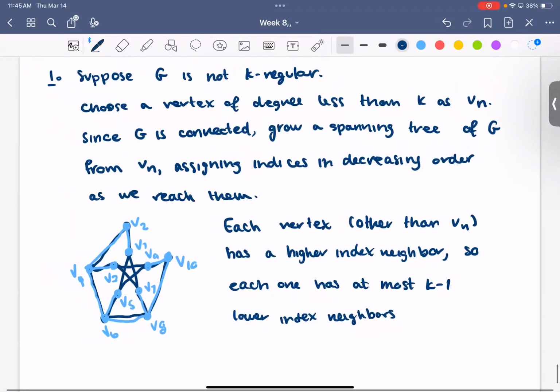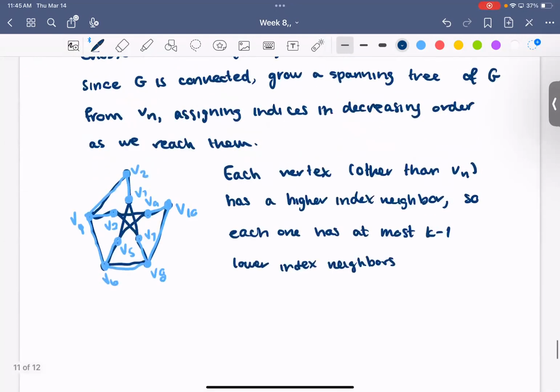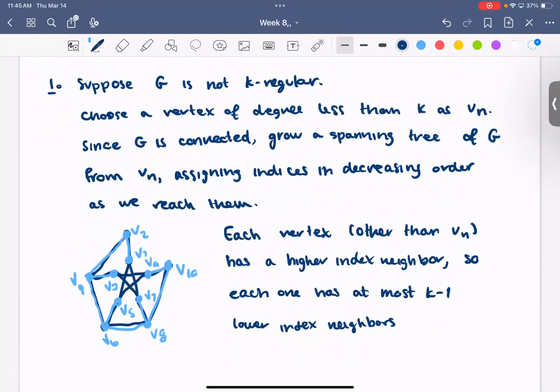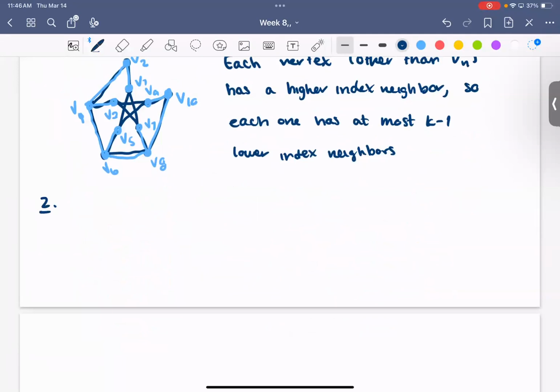Okay, so there's three cases. So now we get into the k-regular ones, and that breaks down into two: if it has a cut vertex and if it does not have a cut vertex. I think we're only going to have time for the case when the graph is k-regular and has a cut vertex, but the last remaining case is written in the book if you're interested. So for case two, we'll assume that G is k-regular and it has a cut vertex.